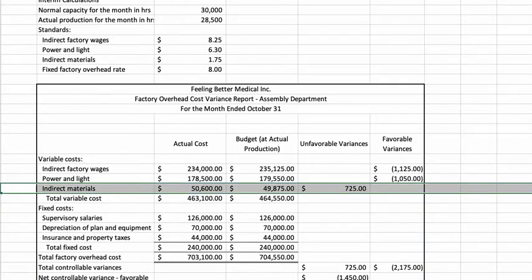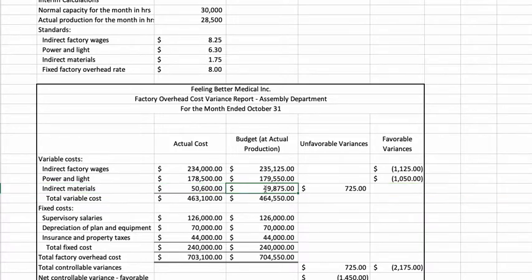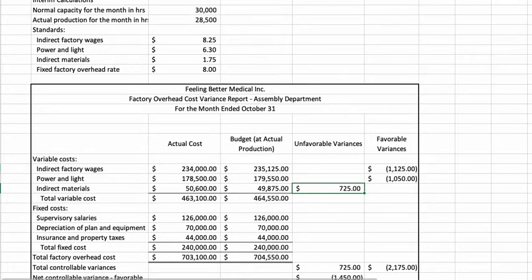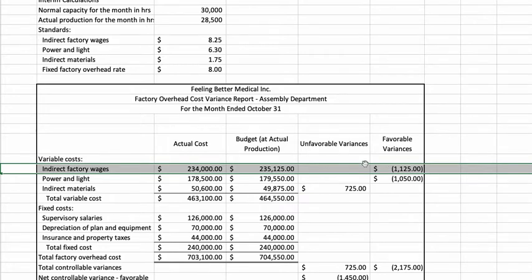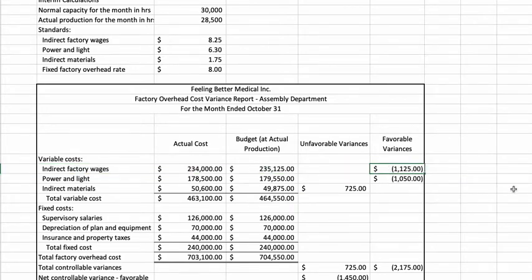Now my indirect materials, same thing. I multiplied my 1.75 by the 28.5, or 28,500 hours, and that gave me an unfavorable variance of $725. Again, let's pause and talk about what could have caused these variances. Well, for one, let's go with power and light.